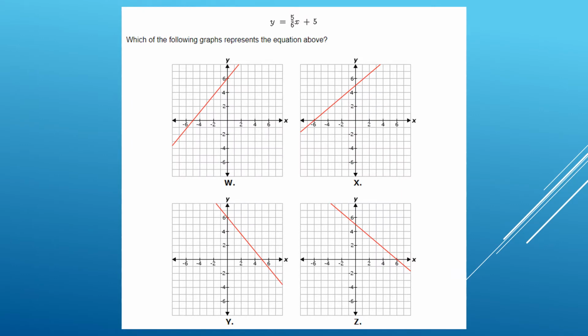Which of the following graphs represents the equation above? So the first thing I see is that it's got a plus 5. That means the y-intercept, where it crosses the y-axis, is 5. So this one shows me it's 5. This one shows me it's 6, so that cannot be right. That's not an option. This one shows me it's 6. That's not an option. This one does show me it's 5.